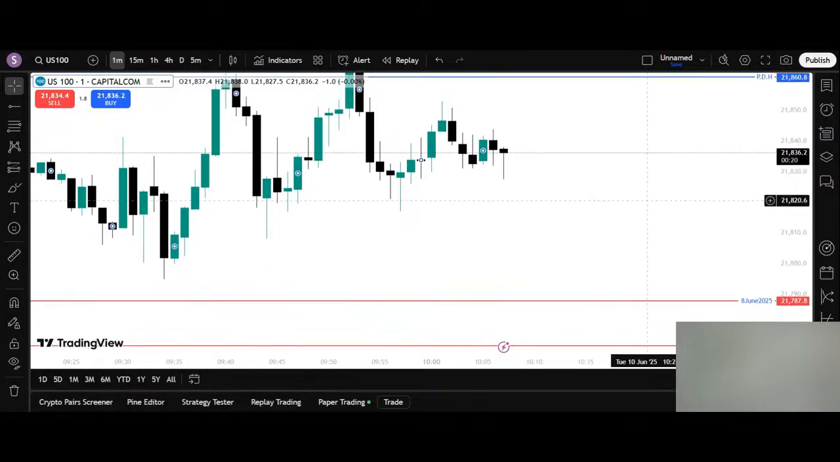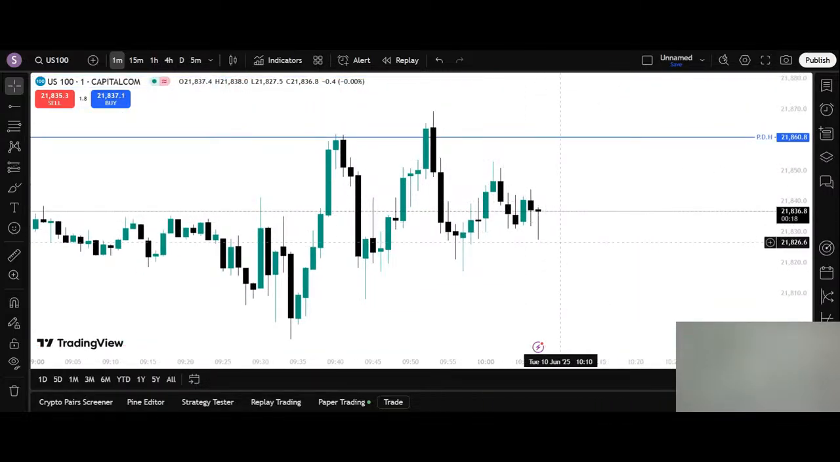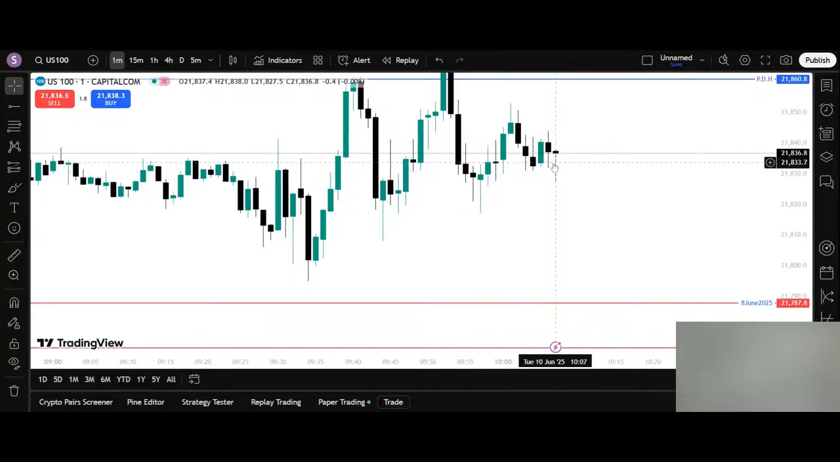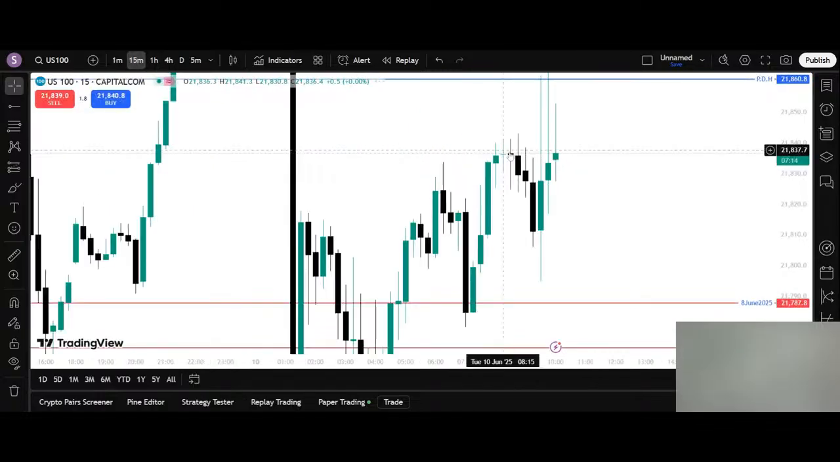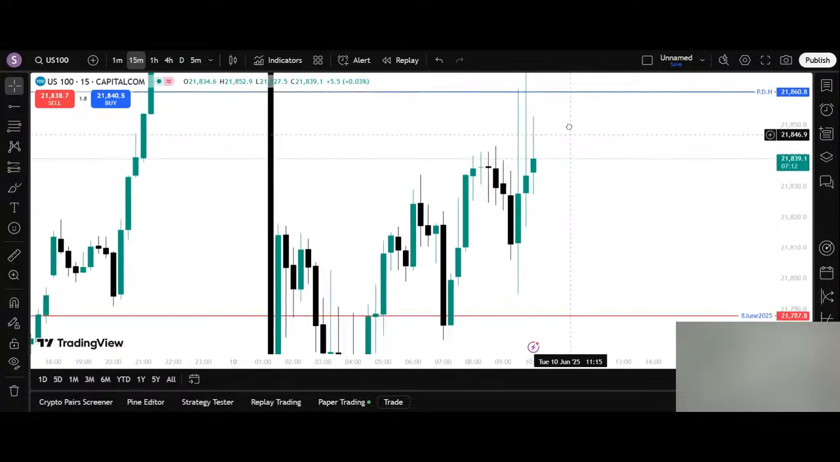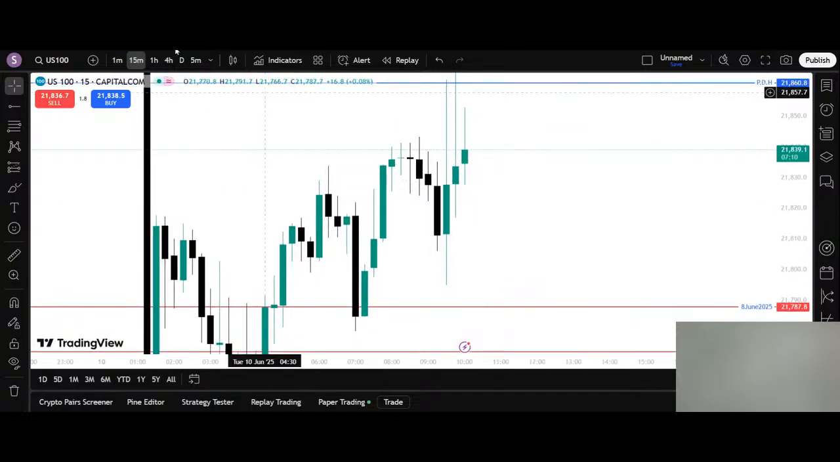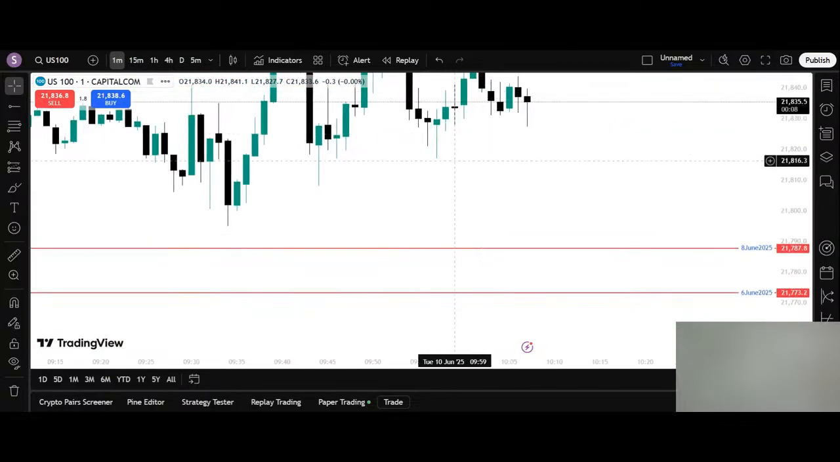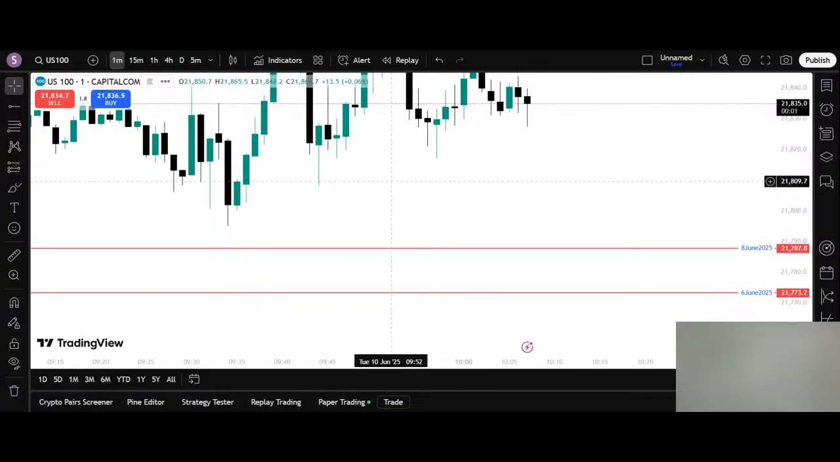The price seems to be crashing. In 15 minutes, the candle was kind of bearish. Then I'll be looking to sell, targeting this area. This is the new week opening gap and this low right here.